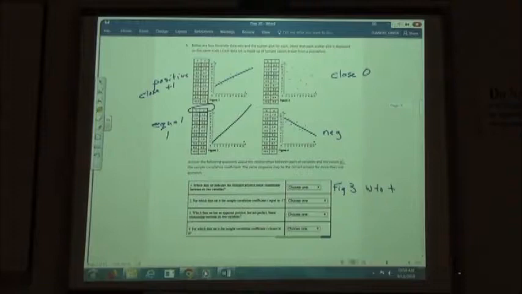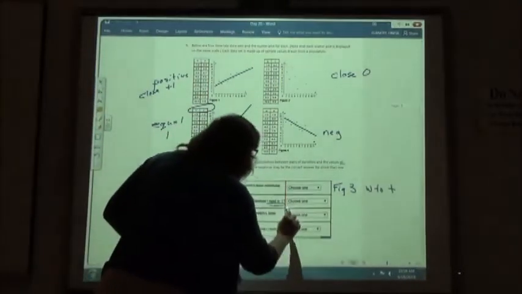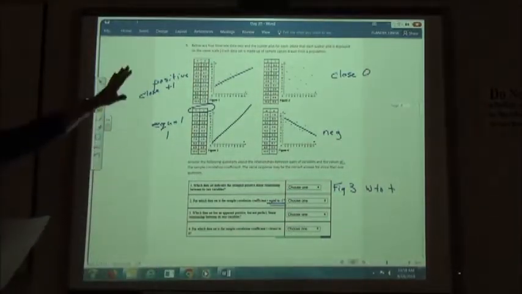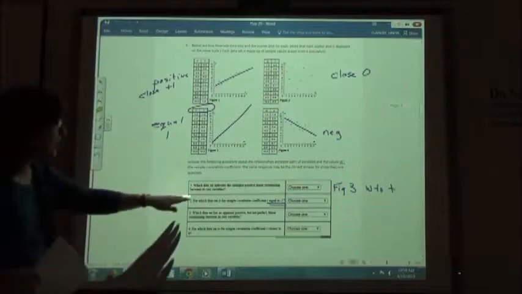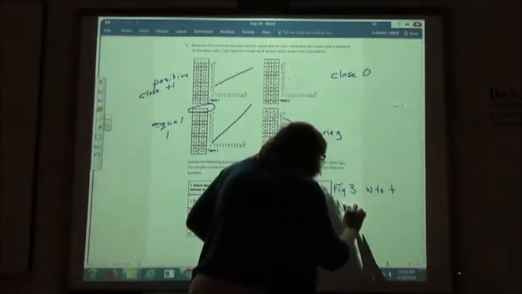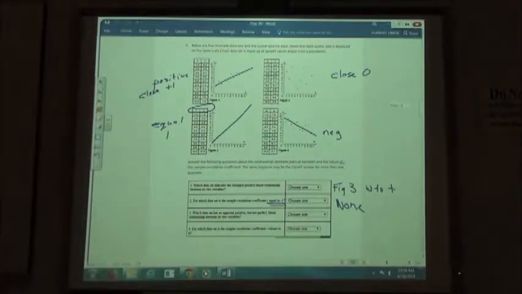Number 2, for which data set is the sample correlation coefficient R equal to -1? I don't have any that's exactly equal to -1. I have one equal to +1, but nothing equal to -1, so I say none. This one is negative, but it's not an exact straight line.